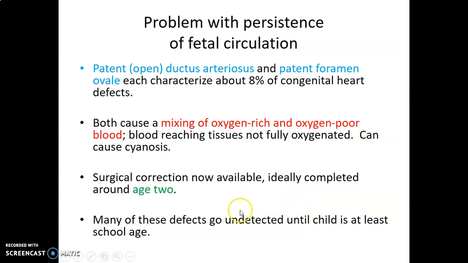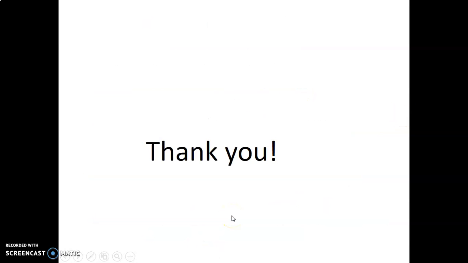So many of these defects actually go undetected until the child is at least of school age, in terms of this patent foramen ovale and ductus arteriosus. So basically that describes the fetal circulation.